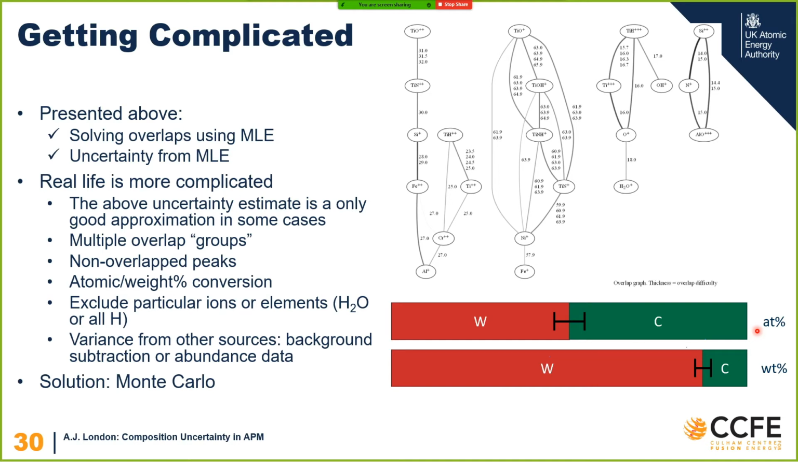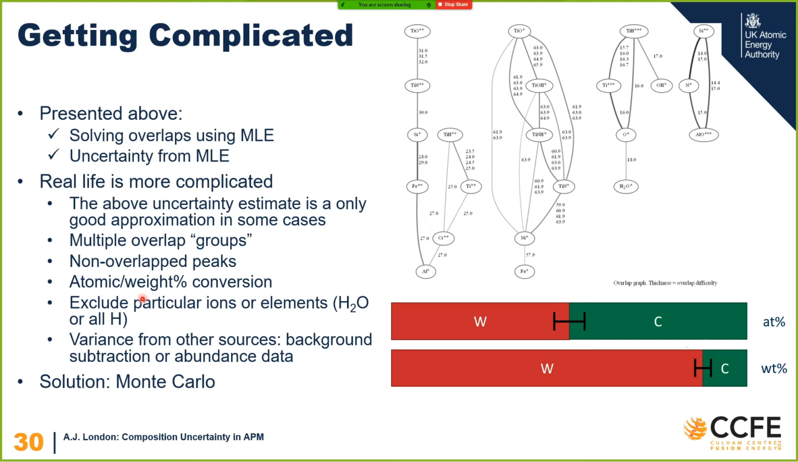I showed you how to solve peak overlaps using maximum likelihood and the uncertainty, but in real life we have multiple overlap groups that have to be combined together. So this is one data set, and these are the different separable mathematical problems that have to be solved, as well as the non-overlapped peaks. When we look at the composition, we don't want the composition of just one overlap group. We want the composition of the whole thing.